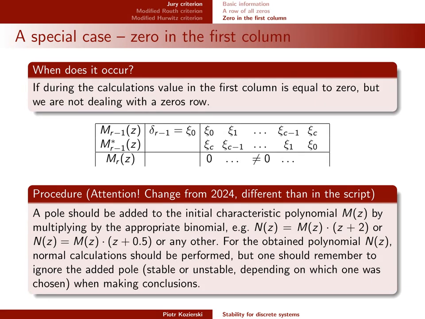So what should you do when such a special case occurs? One needs to add one pole and repeat the calculations. We add the pole to the characteristic polynomial by multiplying it by z minus the pole. However, it cannot be either +1 or -1, because then we will not solve the problem. In most other cases, this will help. It doesn't matter what value we choose, and whether it will be a plus or minus. What is important is that at the very end, when writing the conclusions, we omit the pole added at this stage.